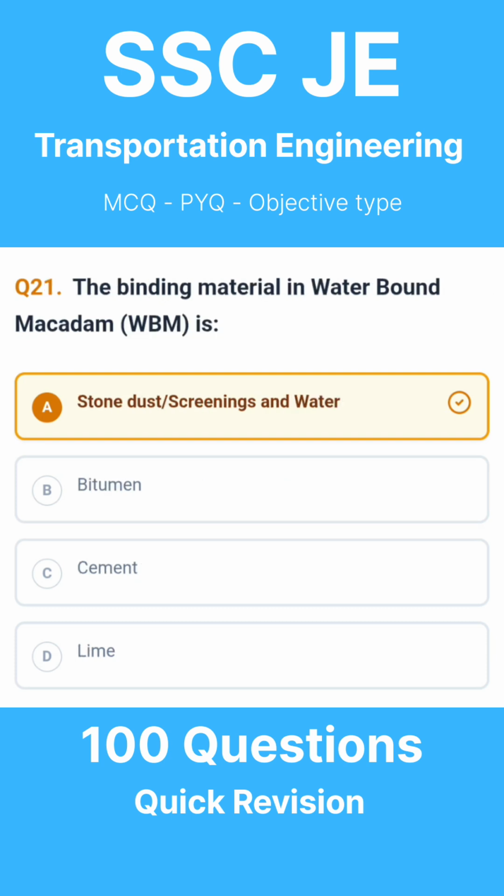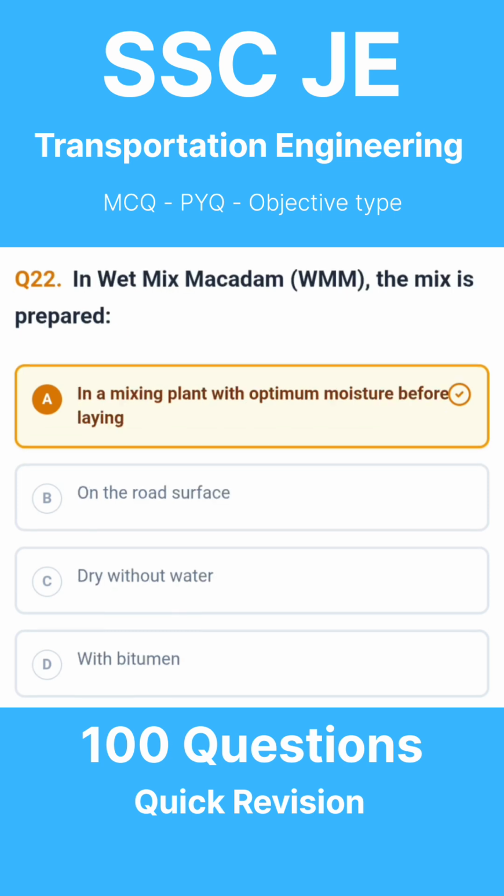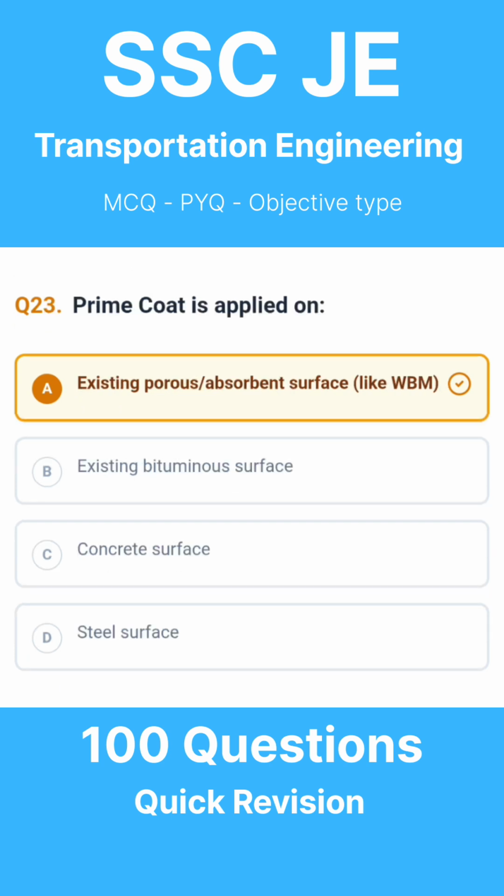Question 21. The binding material in water-bound macadam is. The correct answer is stone dust, screenings in water. Question 22. In wet mix macadam, the mix is prepared. The correct answer is in a mixing plant with optimum moisture before laying. Question 23. Prime coat is applied on. The correct answer is existing porous, absorbent surface like water-bound macadam.